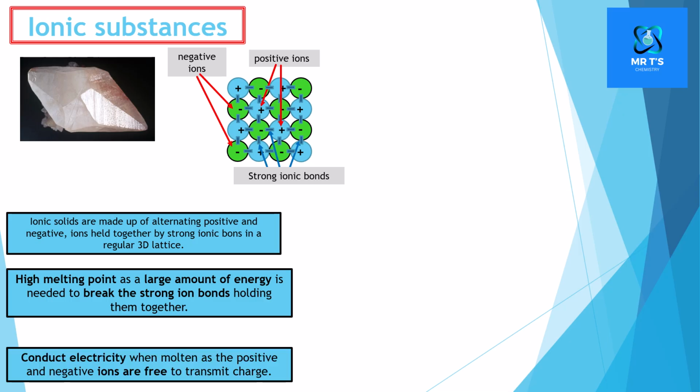Do they conduct electricity when molten? Yes, they do. Why? When this is solid, it will not conduct electricity, even though this substance is made up of charged particles. The charged particles are held firmly in place by the strong ionic bonds. They can't move, so they won't conduct electricity. However, if they're molten, if those bonds are broken and it's in the liquid form, the ions can move and they will conduct electricity because they are free to move.